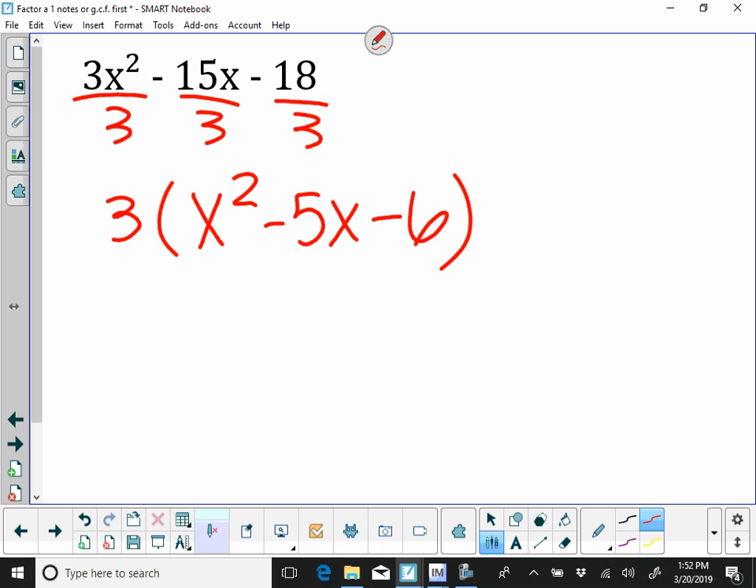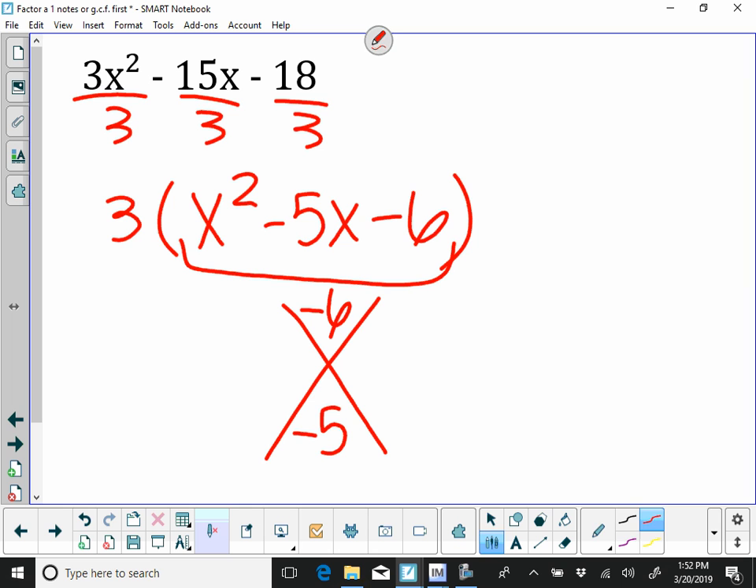Okay, now you move to what we were doing. So just look right here. Can we Xbox that? What would go on the top? Negative 6. What would go on the bottom? Negative 5. Okay, so now let's try to find two sides that multiply to give me negative 6 and add to give me negative 5.